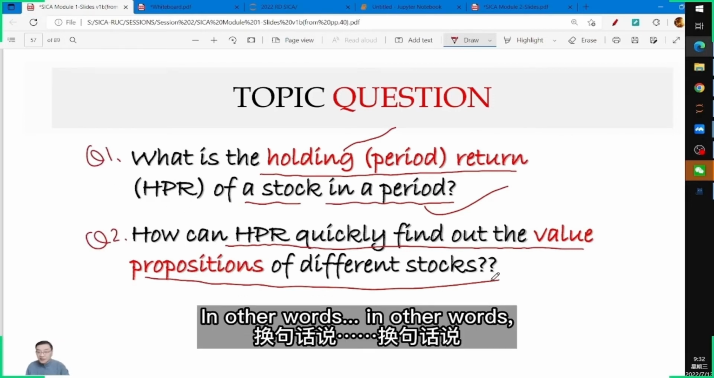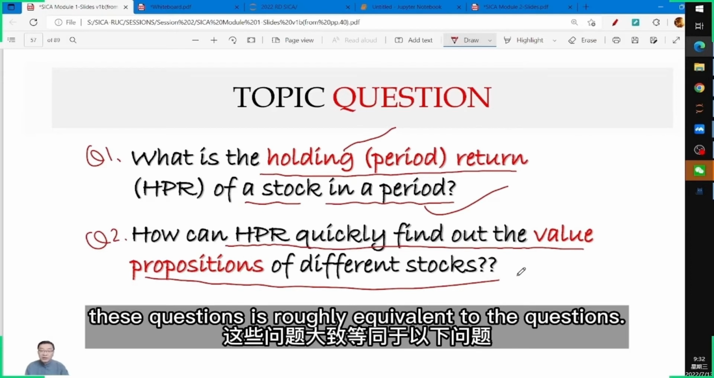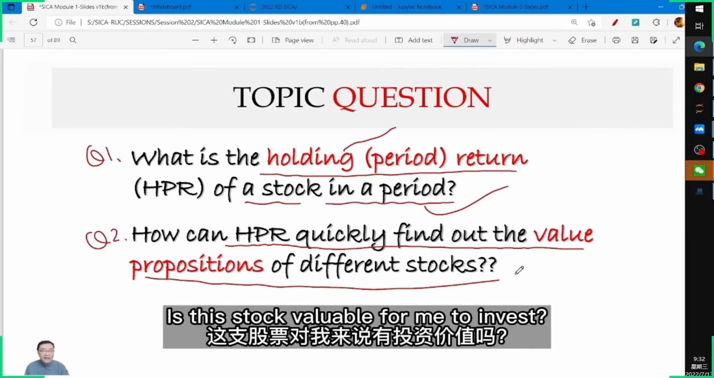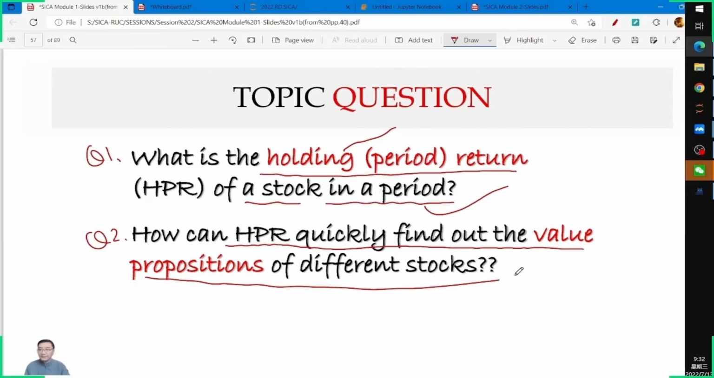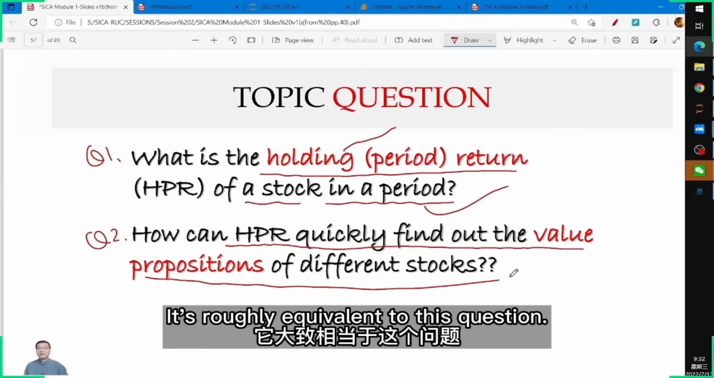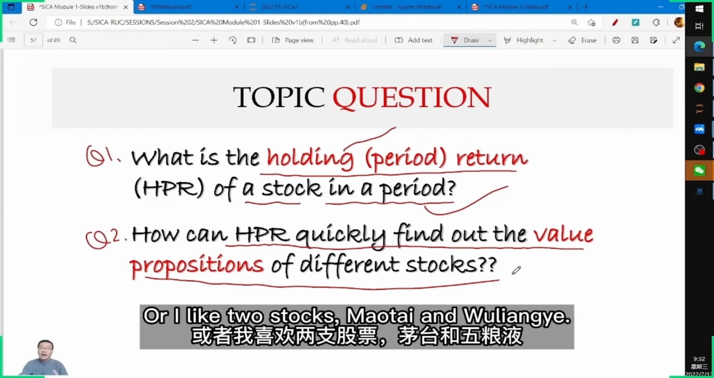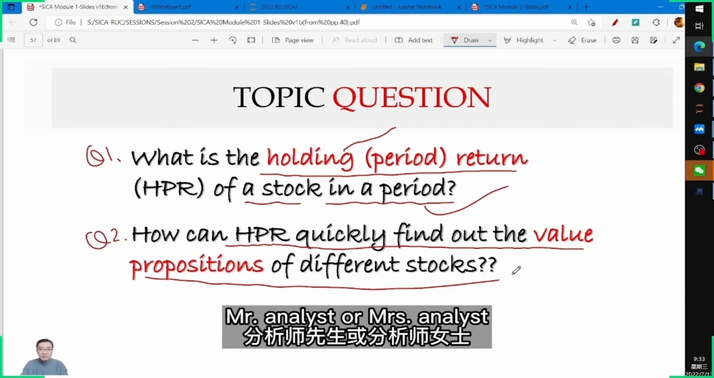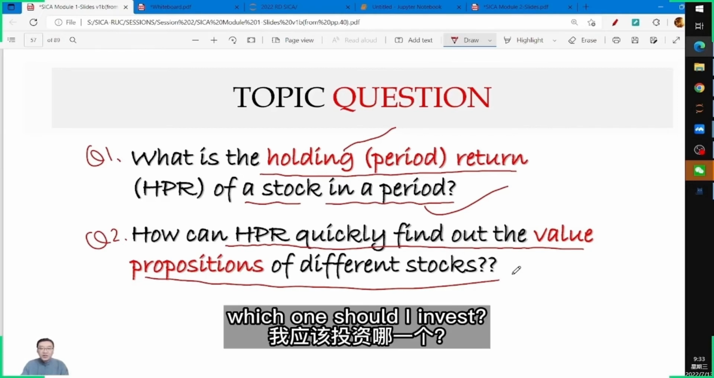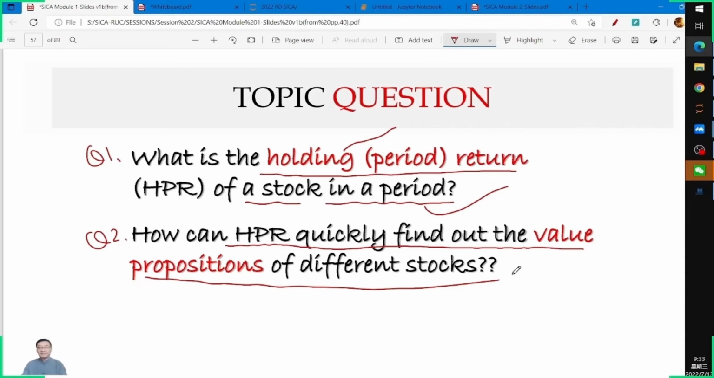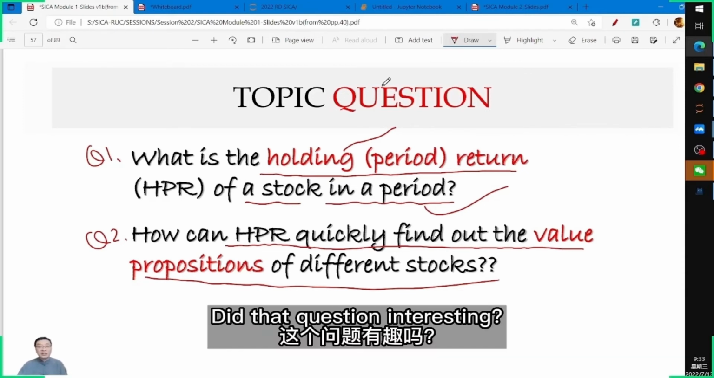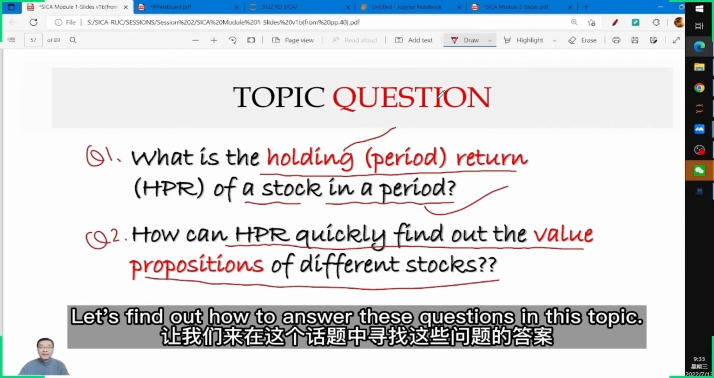In other words, this question is roughly equivalent to the question: is this stock valuable for me to invest in? It's roughly equivalent to this question: I like two stocks, Maotai and Wuliangye. Mr. Analyst or Mrs. Analyst, please tell me, which one should I invest in? Is that question interesting? Very interesting. Let's find out how to answer these questions in this topic.